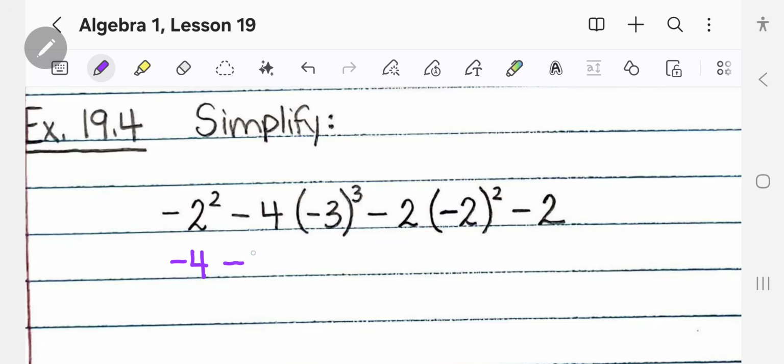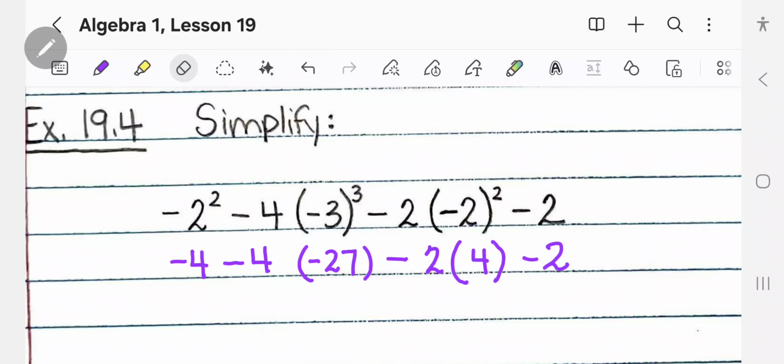Then I'm going to copy down this minus 4, and I'm going to go ahead and evaluate what's happening here. 3 times 3 is 9, times 3 is 27. So I'm going to put a 27 there. But I have an odd exponent. So I have an odd number of negatives. So that means the answer is going to be negative. Okay? Then I'm going to copy down this minus sign and this 2. And I'm going to go ahead and evaluate this, simplify. Negative 2 squared is, the base is negative 2, so negative 2 times negative 2 is positive 4. And then I'm going to copy this down.